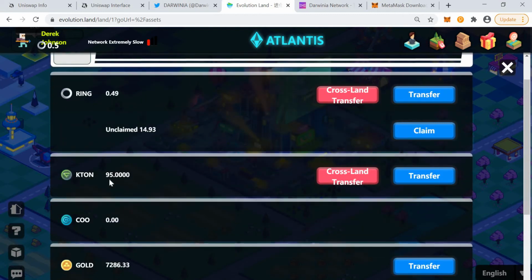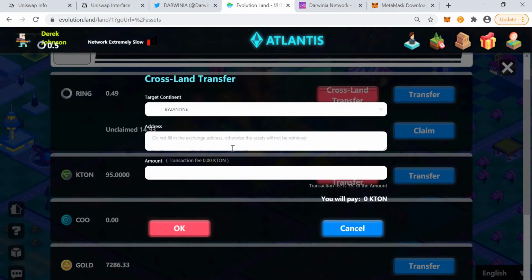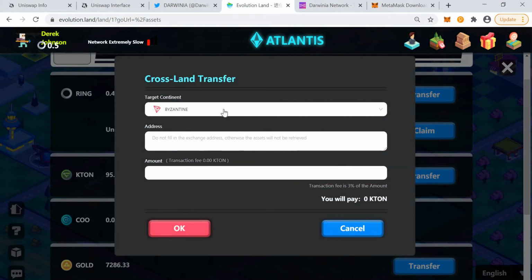Here you can cross transfer your KTON. You can cross transfer your KTON to the Byzantine, which is the Tron side. We're mostly focusing on the Atlantis side right now. I will be talking about the Byzantine side in another segment specifically. Everything that I'm talking about pertains to both sides, besides the cross transferring, which is slightly different but pretty much the same thing. Here you drop in your TRC20 address, your Tron address, and then how much you want to send. Say you send 10. There's going to be a transaction fee of 0.3 KTON.